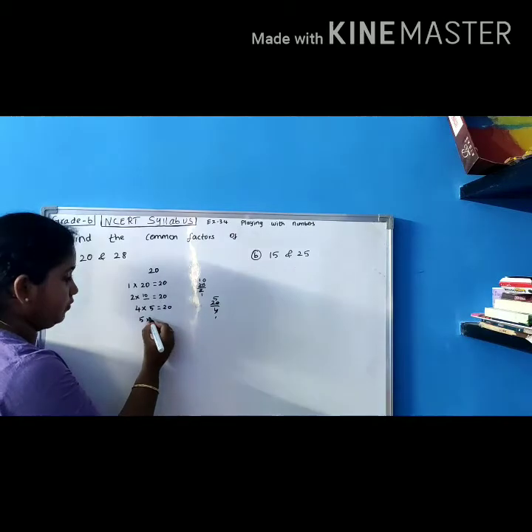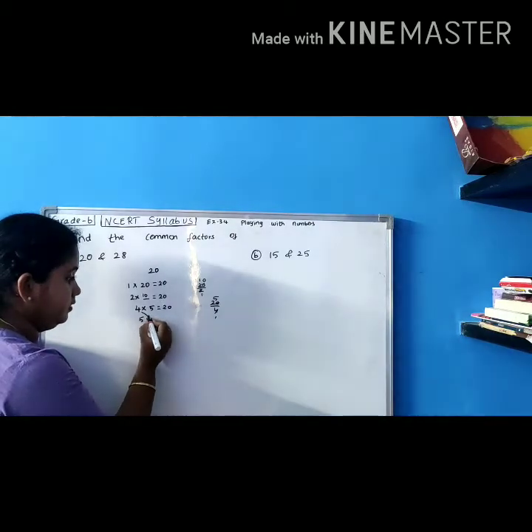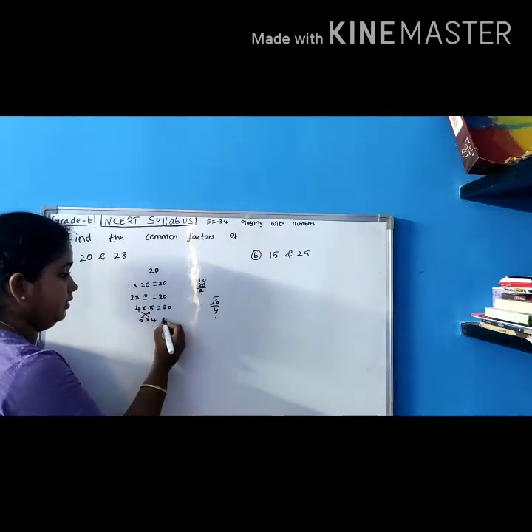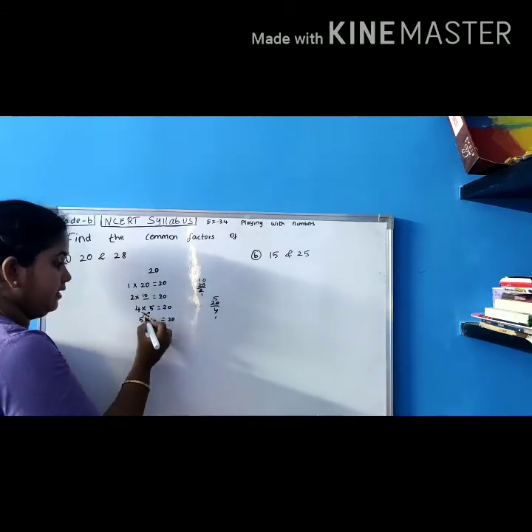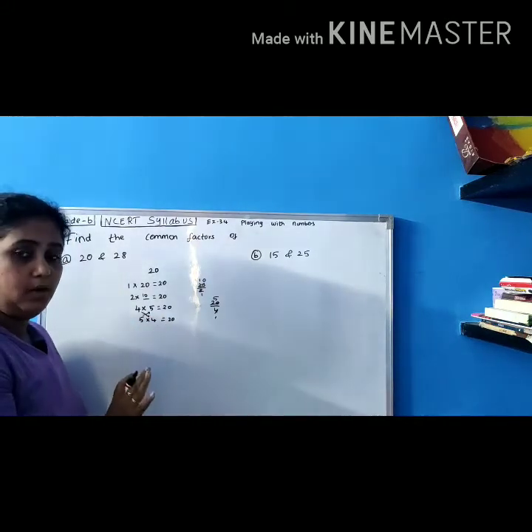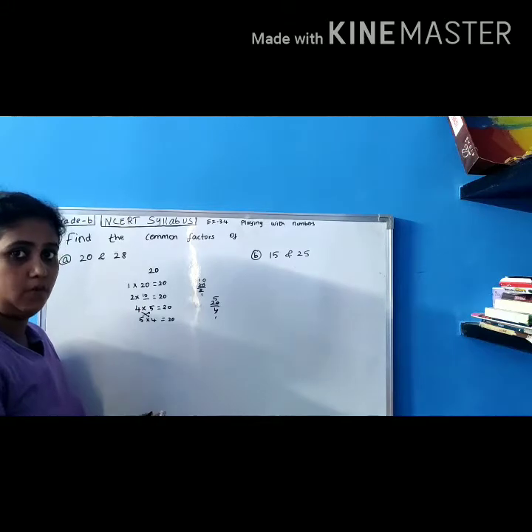Just now we saw 4. This is just the cross. Sometimes if it comes like this, the factors stop. Not common factors, the factors stop.